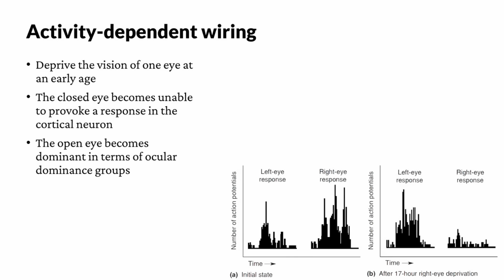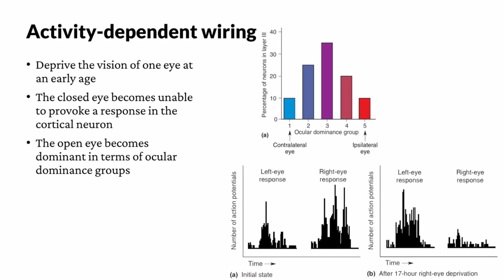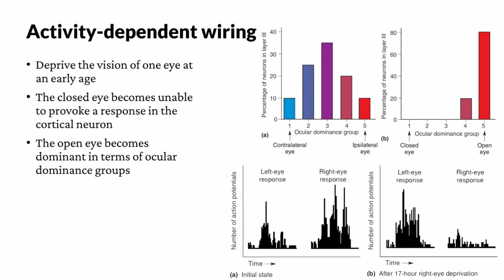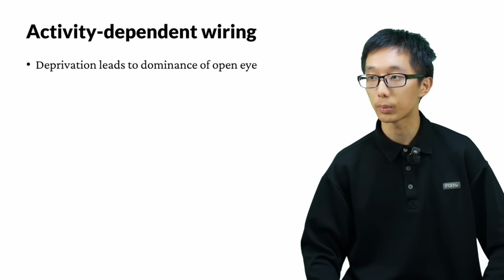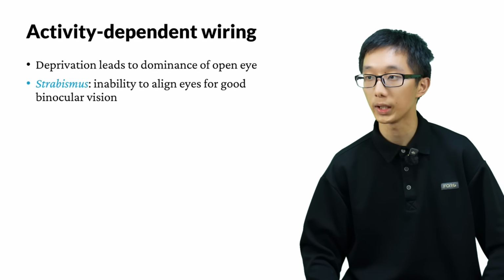Some neurons are completely dominated by the left eye, some others by the right eye, while some neurons are in between. Maybe the left eye has a stronger influence, but the right eye also has an influence, though weaker. However, if we deprive the vision in one eye, then the ocular dominance groups will become increasingly leaning towards the open eye. The closed eye will rapidly become nonfunctional. We can conclude that deprivation leads to dominance of the open eye.